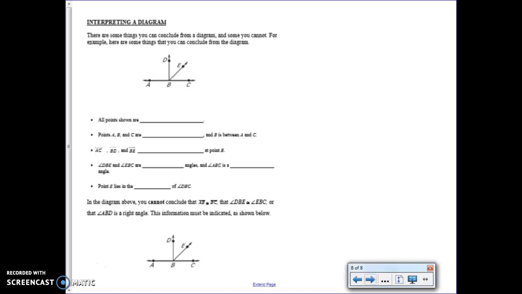Okay, the last piece here is talking about diagrams. We've talked a lot about how you can't just assume the things that you see in the diagram, even if it looks like it might be true. If you look at the top picture, it says there are some things that you can conclude and some you can't. So here are some things that we do know. All of the points shown lie in the same plane. So think back, that is coplanar. All points shown are coplanar. Points A, B, and C are collinear. They all lie in the same line.